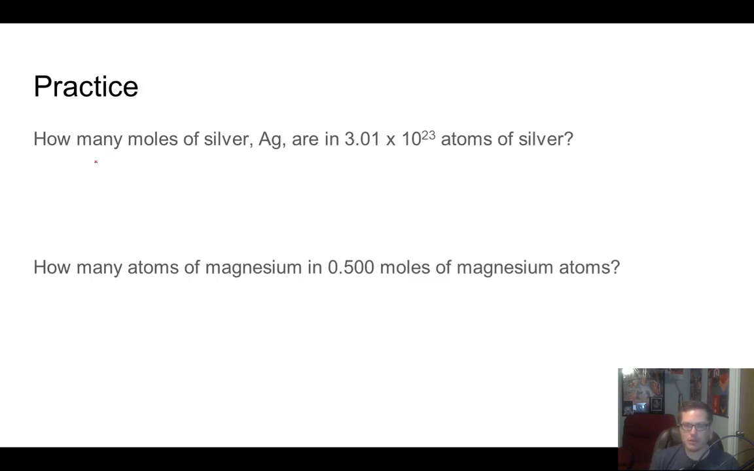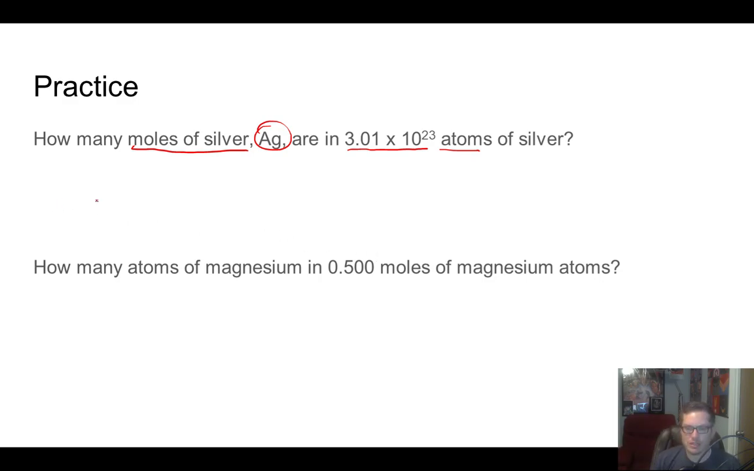All right, so let's solve a couple of problems here. All right, so we want to find how many moles of silver, remember it's Ag, are in 3.01 times 10 to the 23 atoms of silver. All right, so in order to solve this type of problem, we're going to use a trick called dimensional analysis. Dimensional analysis allows us to keep track of the units as we're flipping between units.